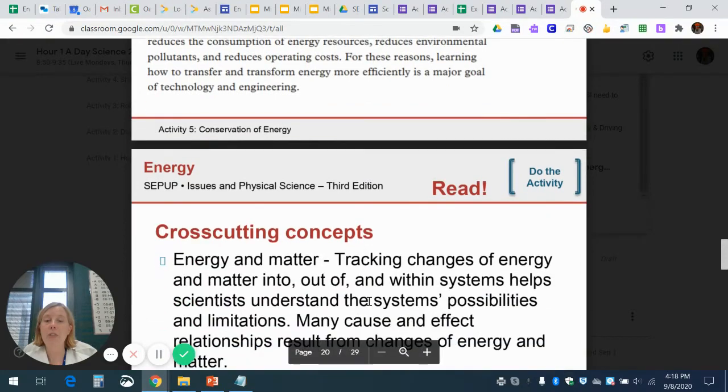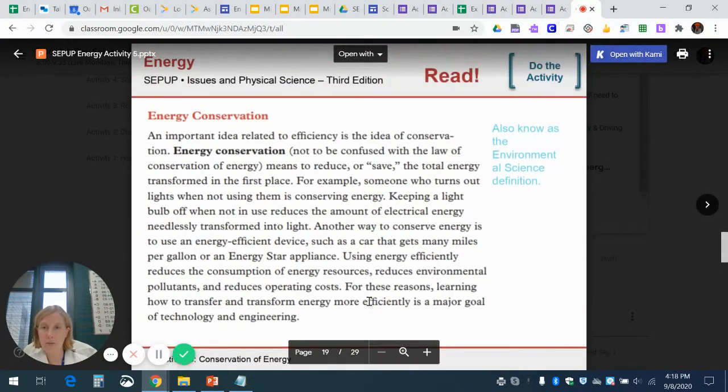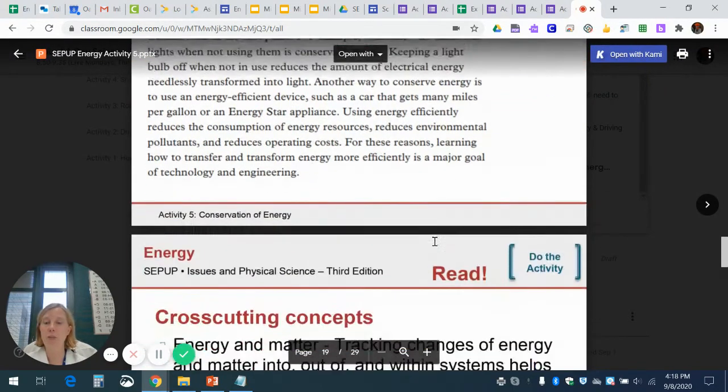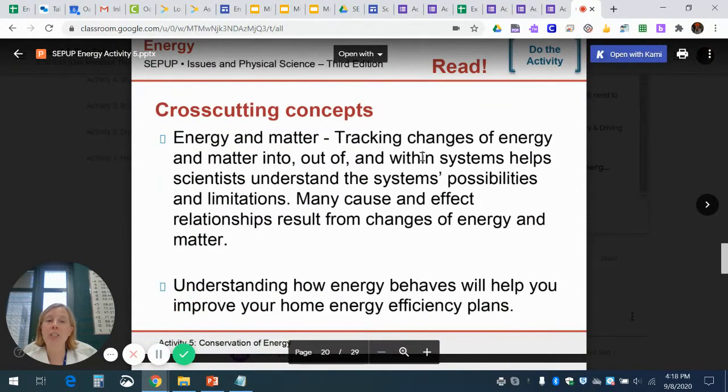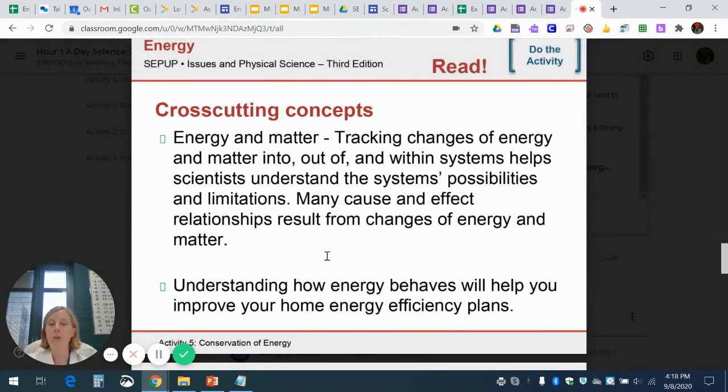So that is the whole article. The main part of the activity is to read through and make sure you understand these different terms. We know that energy and matter, tracking changes of energy and matter into and out of and within systems, helps scientists understand the system's possibilities and limitations. Many cause and effect relationships result from changes of energy and matter. So understanding how energy behaves will help you improve your home energy efficiency plans.